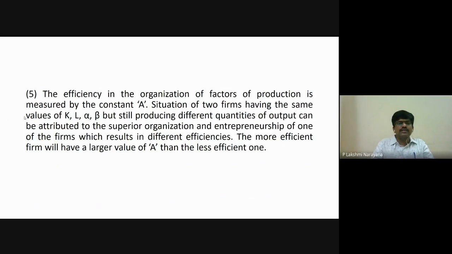To understand this point very clearly, take two firms. The two firms operate with the same K and the same L. Their capital parameter alpha and labor parameter beta are also the same, but there are differences in output. Why? Because A is different. A represents the superiority of the organization or entrepreneurship of one of the firms, which results in different efficiency. The more efficient firm will have a larger value of A than the less efficient one.